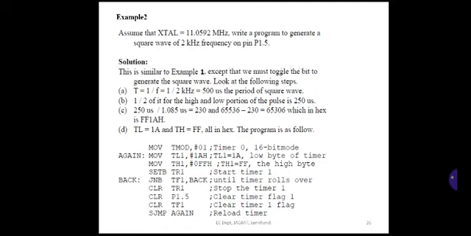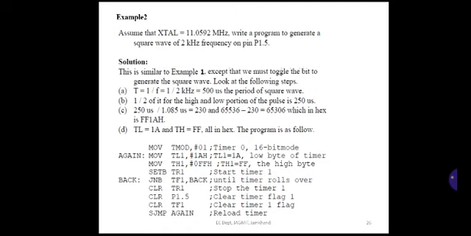This is similar to example number 1, except that we must toggle the bit to generate the square wave. Look at the following steps. T is equal to 1 upon F. F is given here as 2 kilohertz. So the period of the square wave is 500 microseconds. This is the period of the square wave. So we have an on period and an off period. Half of that is the on period, half of that is the off period.